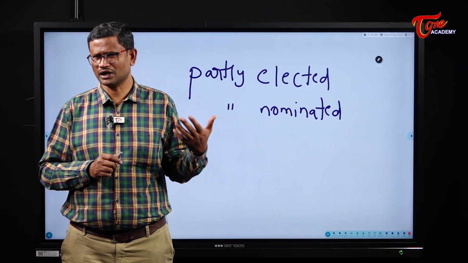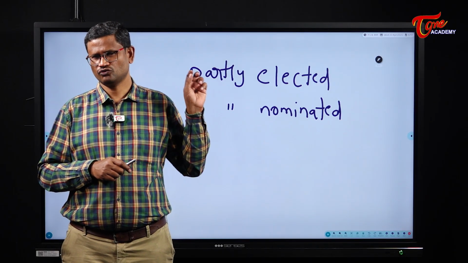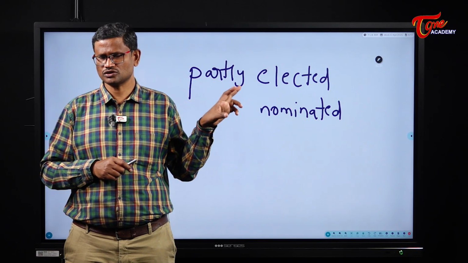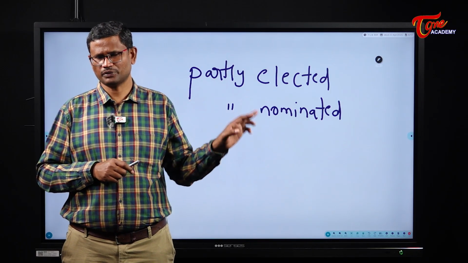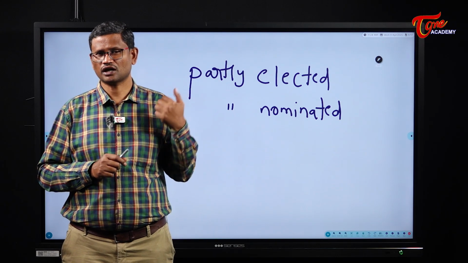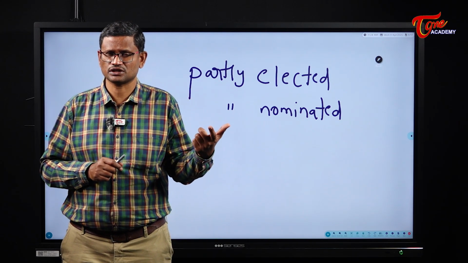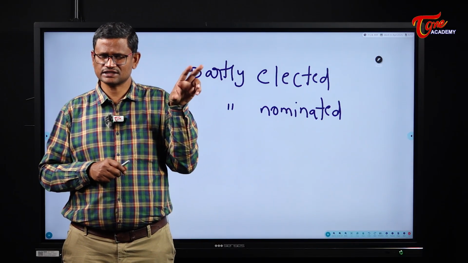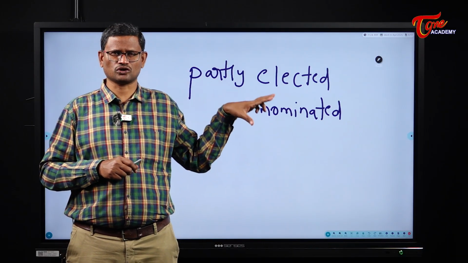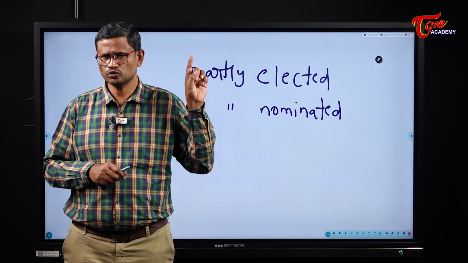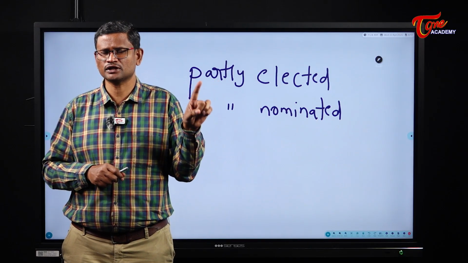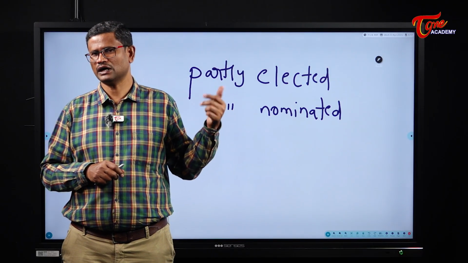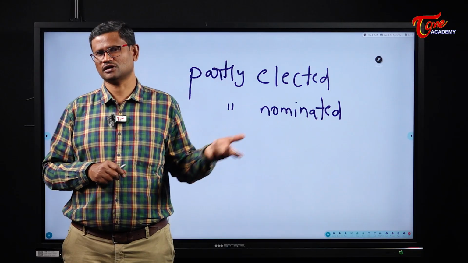And why is it called partly nominated? The members of the Constituent Assembly from the princely states are nominated by the rulers of the princely states, not even indirectly elected. All the 563 princely states will be represented in the Constituent Assembly, and who should be the representative will be nominated by the ruler of the princely state. That's why the body is called partly elected, partly nominated.